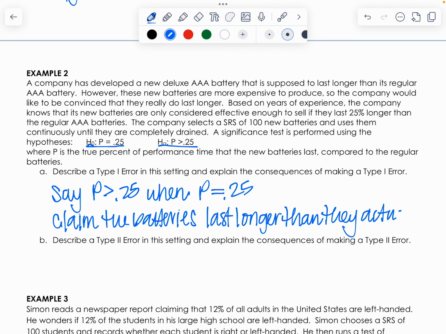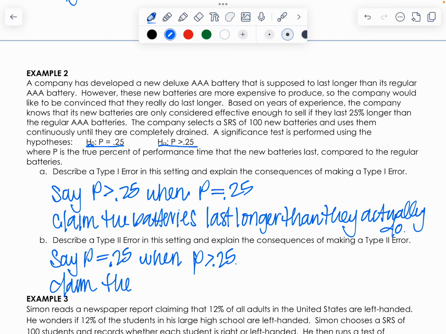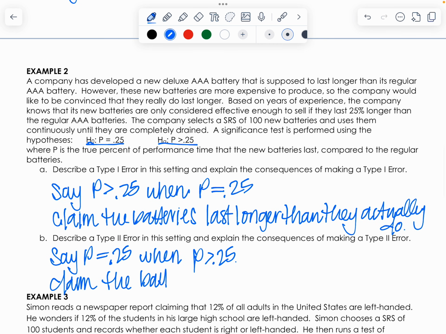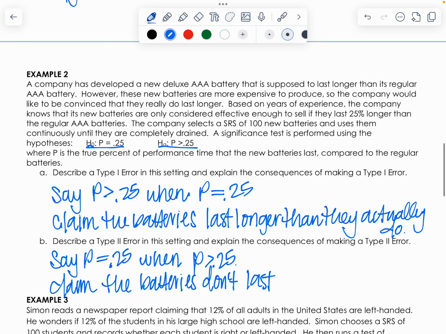A type 2 error is the exact opposite. So a type 2 error would be when we say P equals 0.25 when P is actually greater. Okay, so this means we claim the batteries don't last as long as they actually do.